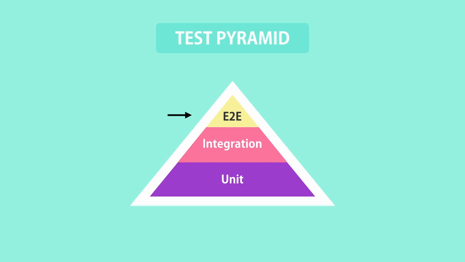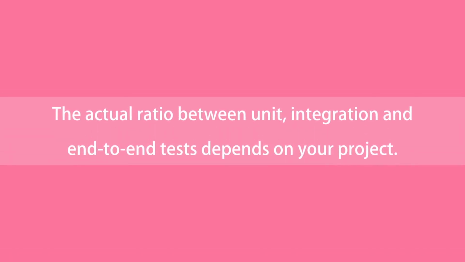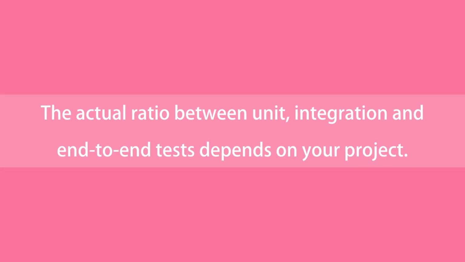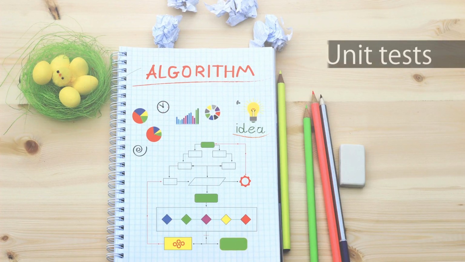Now, this pyramid is just a guideline. It's not a hard and fast rule that you need to follow in every application. The actual ratio between your unit, integration, and end-to-end tests really depends on your project. Unit tests are great for quickly testing the logic, like conditional statements and loops. If you have methods with complex logic and calculation, you should test them with your unit tests.